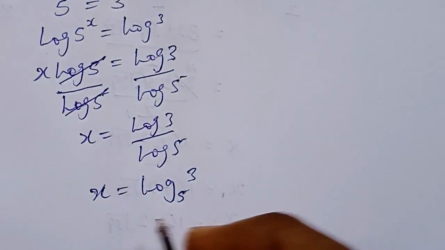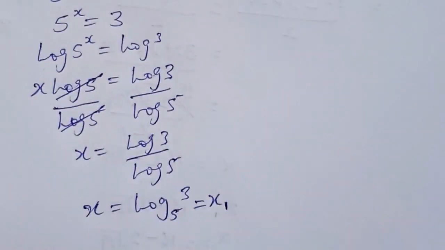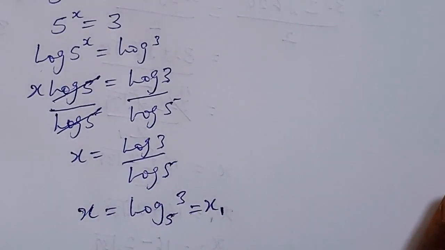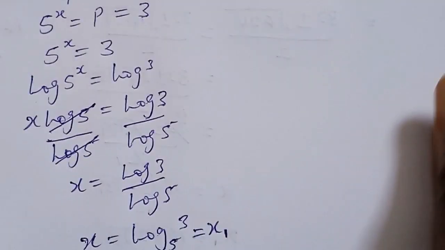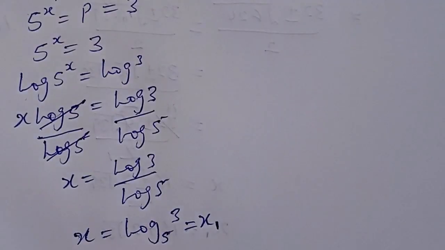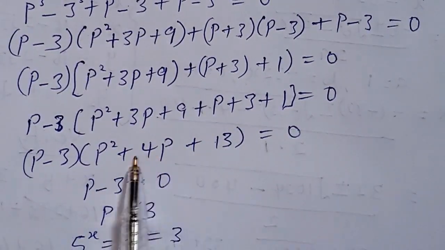So this is the first value of x, which is x1. Now we need to solve for the other value of x from the other expression, which is a quadratic equation from this.